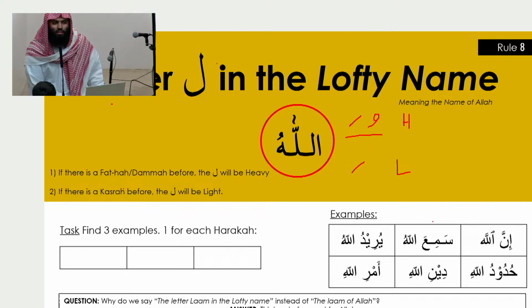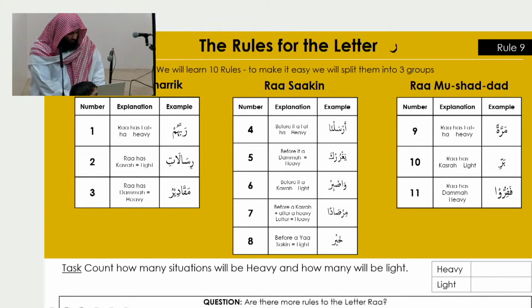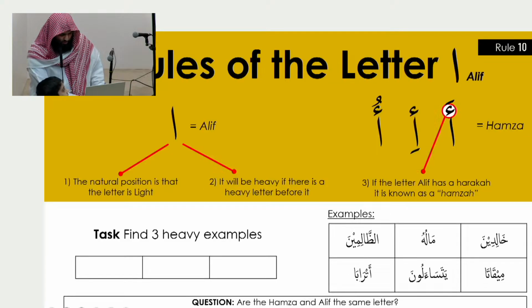So that is regarding the lam of the word Allah. Understood? Okay. We'll take one more, or the next part. We'll skip this one for now, it's a bit complicated.